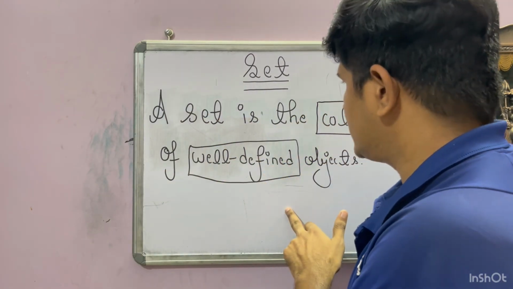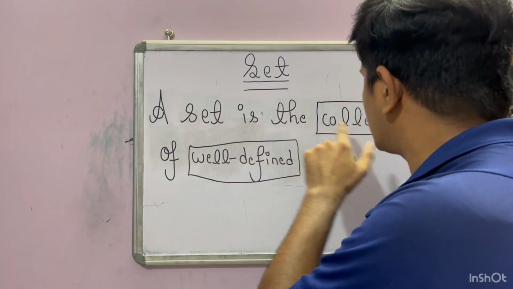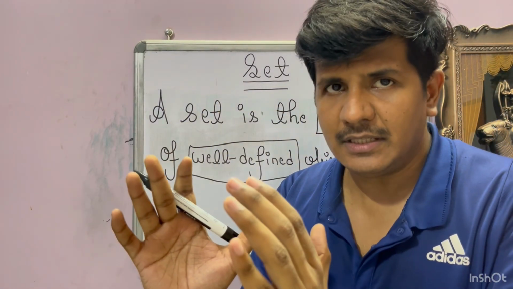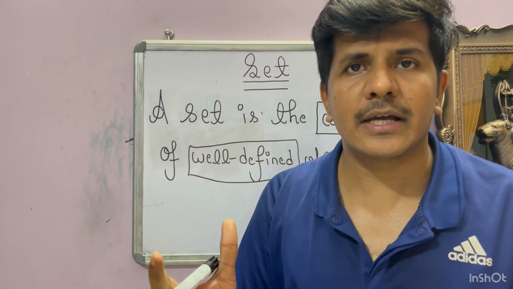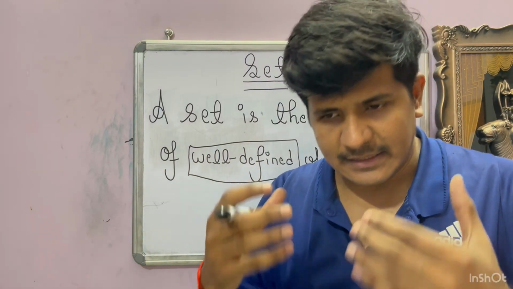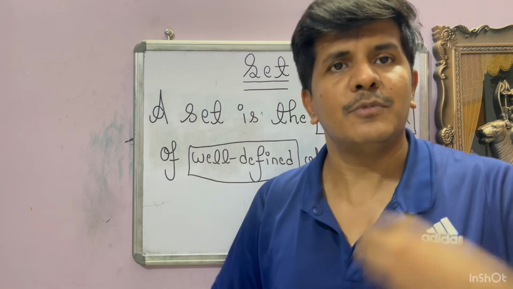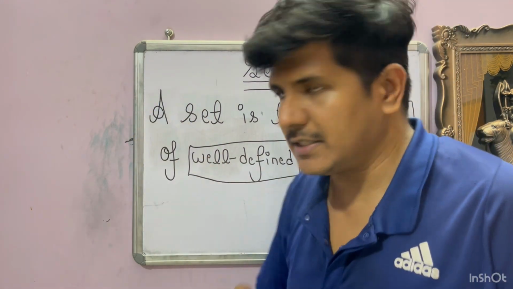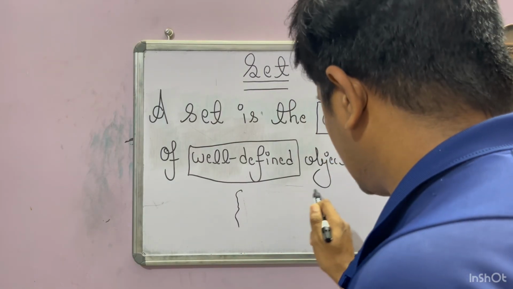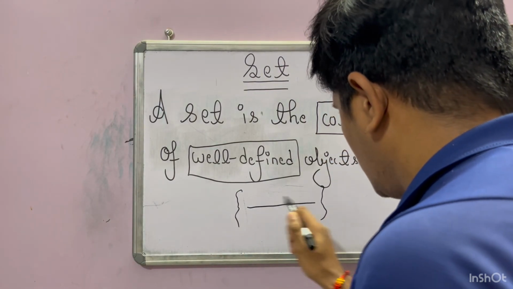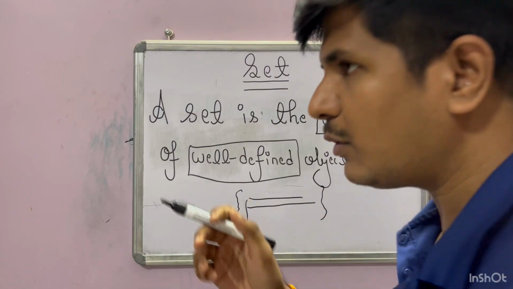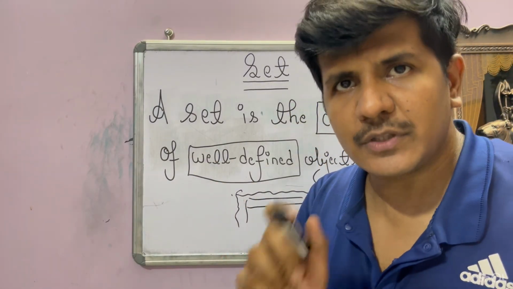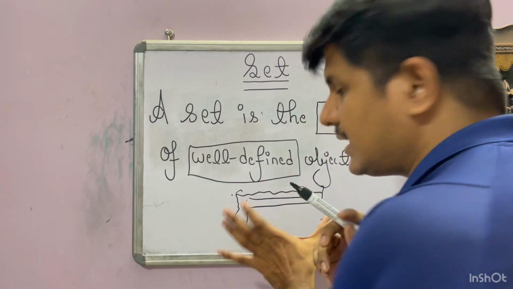So this is what a set is. A set is the collection of well-defined objects. There is a collection, and no matter who is doing the collection, that collection is defined. This collection will always stay the same no matter who collects it. That means suppose there is a collection, okay. No matter who has made this collection, or whoever makes this collection, it will always stay the same. So this is actually what a set is.